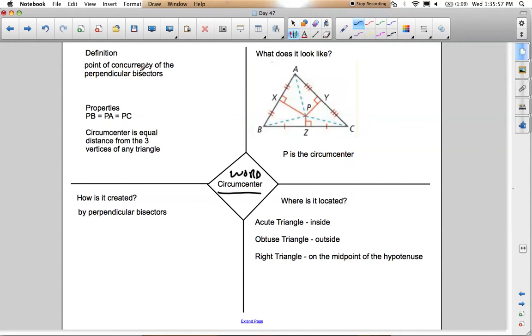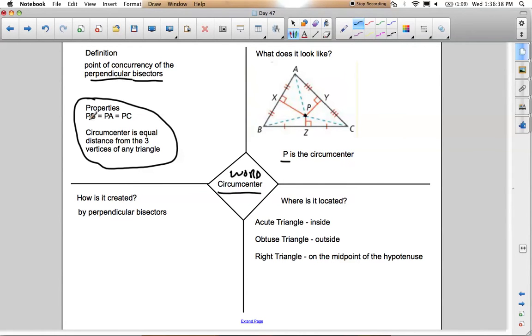Now remember, point of concurrency means it's where three or more lines meet. So what type of lines? Perpendicular bisectors. What does it look like? Here's what it looks like. The circumcenter looks like this, where P is the circumcenter. So there's my point P right here. Again, from our previous slide, all these red lines are perpendicular bisectors. The red lines are perpendicular bisectors, and where they meet is called the point of concurrency, which is more precisely called the circumcenter.